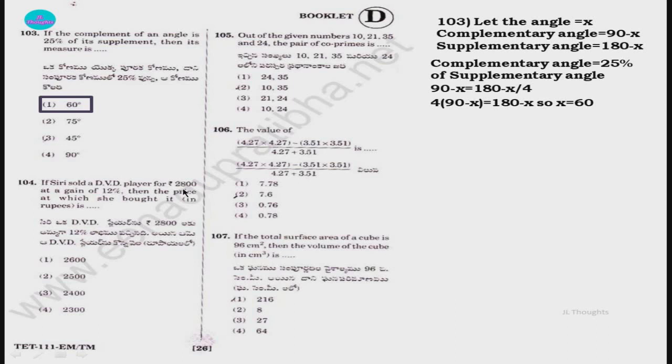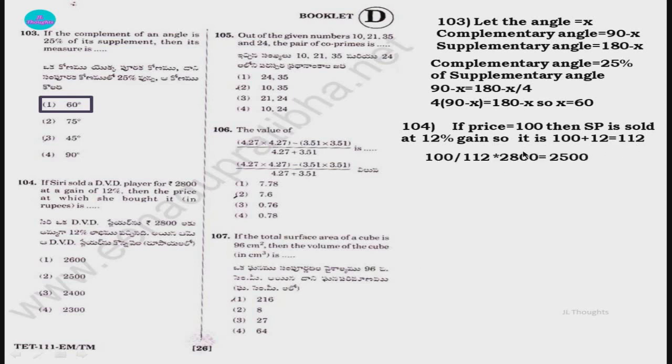They just told us that she sold it for 2,800 rupees at a gain of 12%. The initial price we don't know, so we consider it as 100. Always in this we'll assume it as 100. If the price is 100, then the selling price, with a 12% gain, is 100 plus 12, that is 112. So 112 corresponds to the 2,800 she sold for, and the answer you will get is 2,500 rupees.